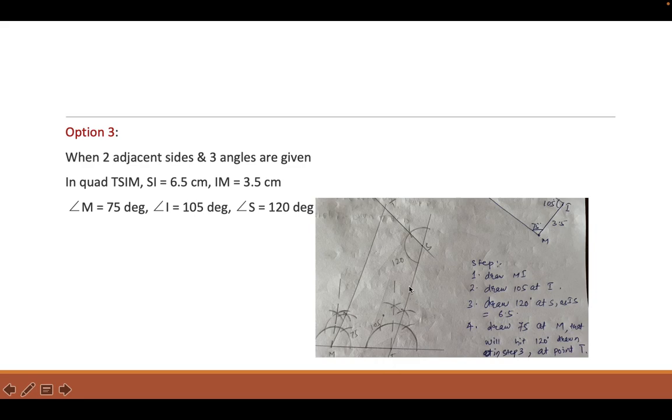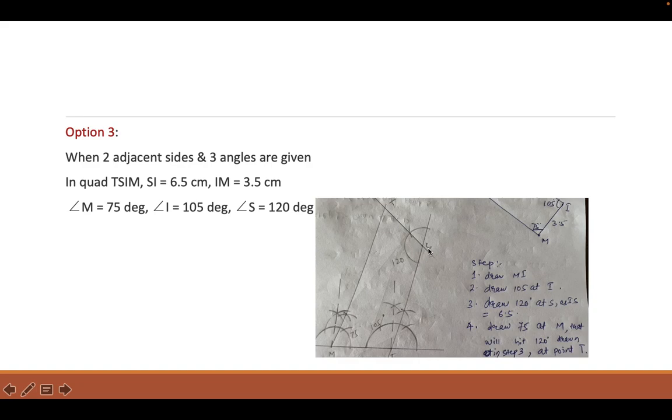Extend that after you get it, and you know SI is 6.5, so measure 6.5, and you're going to get the S point. Okay, and after you get the S point, you know S is equal to 120 degree. So 120 degree is very easy to draw. So you draw 120 degree so that you will get this side also. So use some measurement in the compass and draw an arch. Same measurement, use it to draw a curve here and draw a curve here. But you need 120. Just doing one cut arch is good. So this is going to be 120.